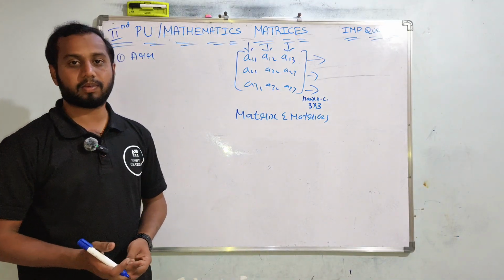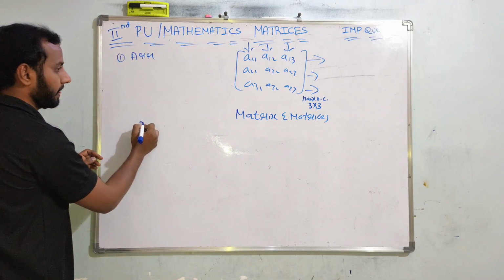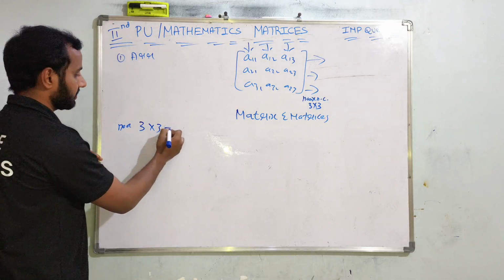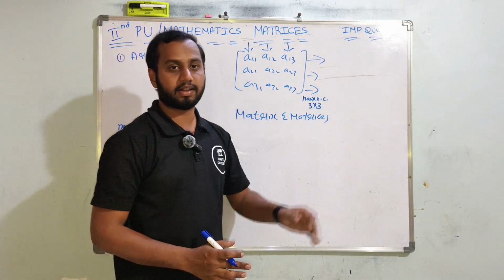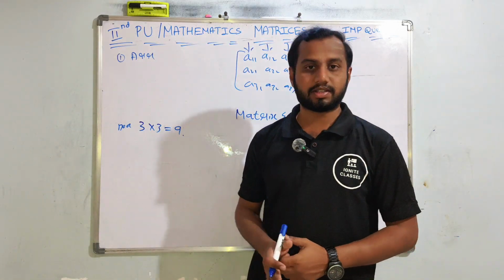Now, if 3 cross 3 is the order of the matrix, how many elements are in the matrix? The number of elements in the matrix can be calculated by 3 cross 3, number of rows into number of columns. Number of elements in the matrix is 9: 1, 2, 3, 4, 5, 6, 7, 8, 9. So the number of elements in the matrix is what? 9. Now the number of elements is 9.